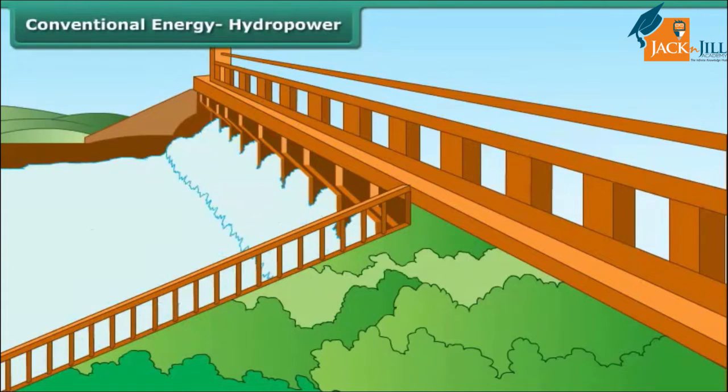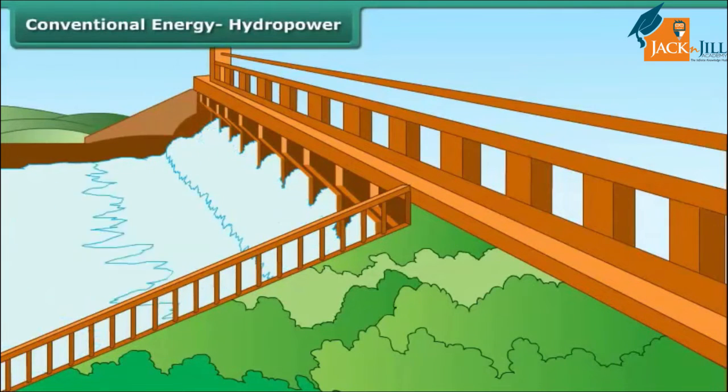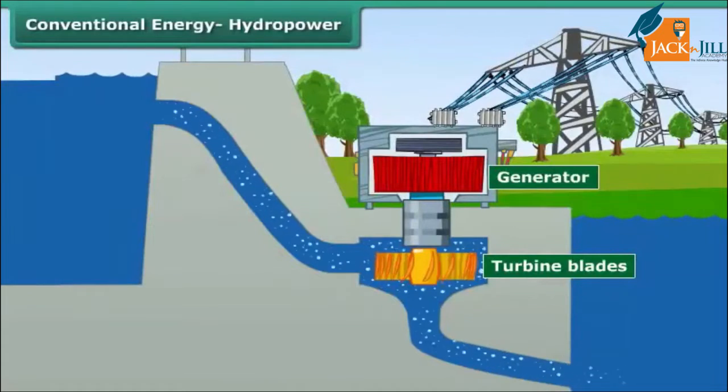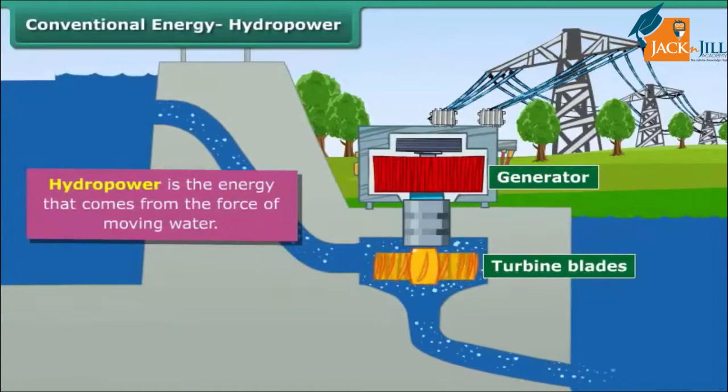Conventional energy, hydropower. Children, do you know water is another very important energy resource? It helps in generating electricity. But how? Rainwater or river water stored in dams is made to fall from heights, moves the turbine blades. The moving blades then turn the generator to produce hydropower.